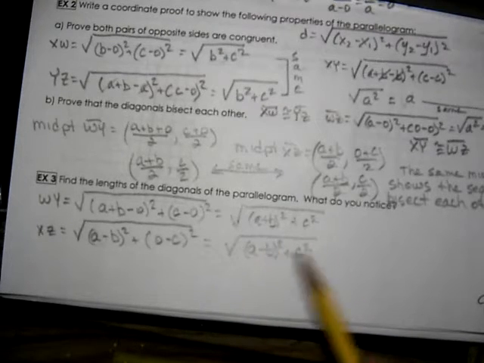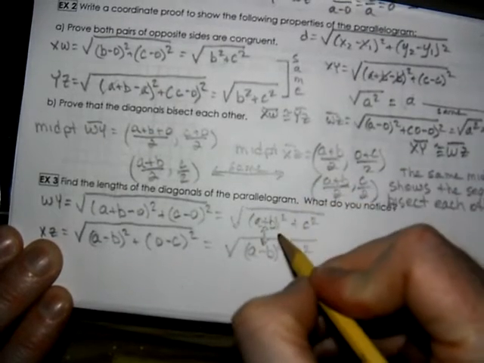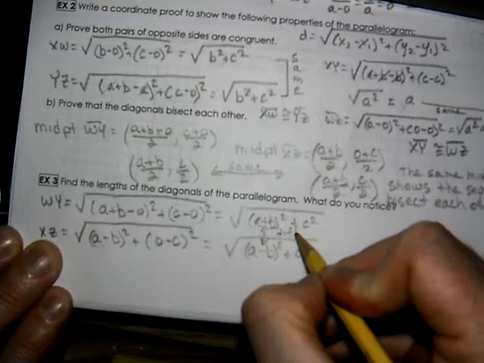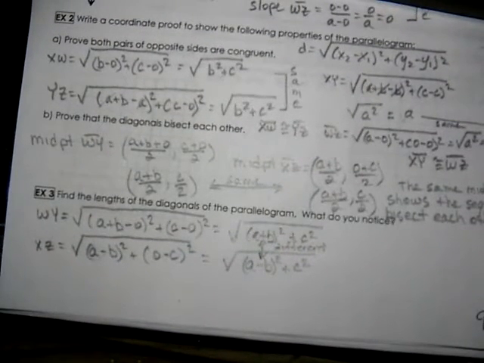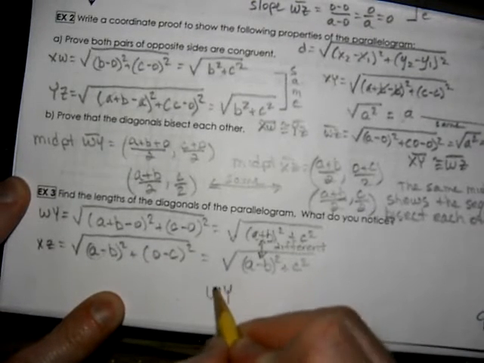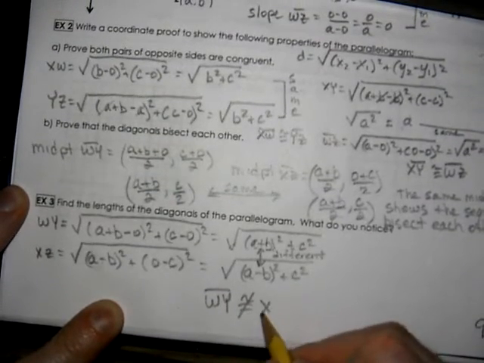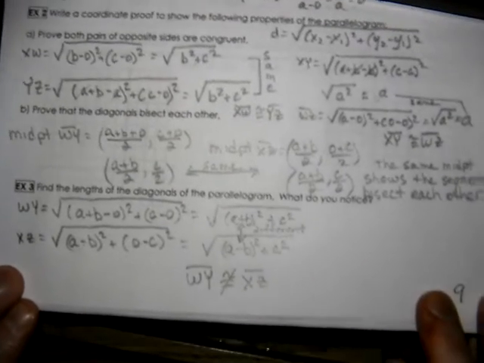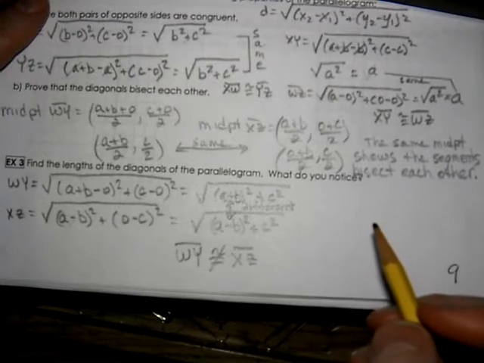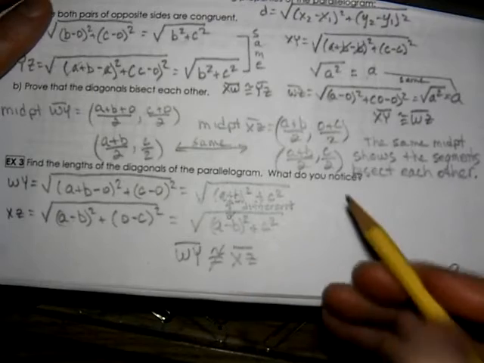Notice how these are different. Those two signs are different, so that means that WY is not congruent to XZ. So if it's not congruent, then the diagonals are not the same length.